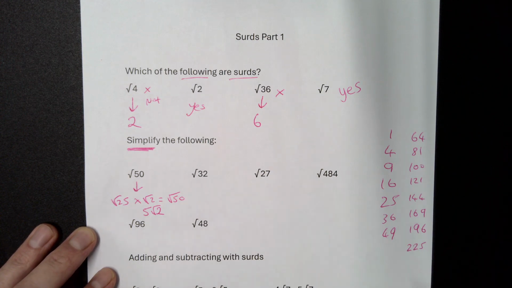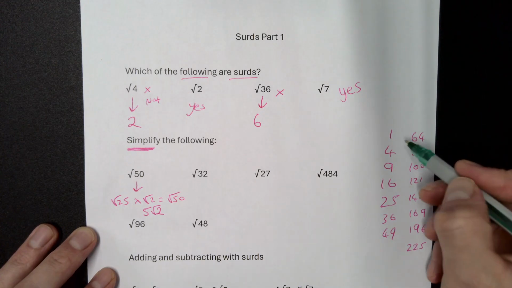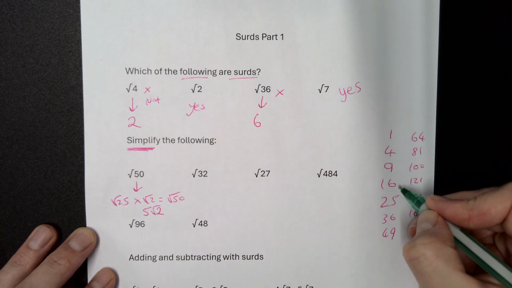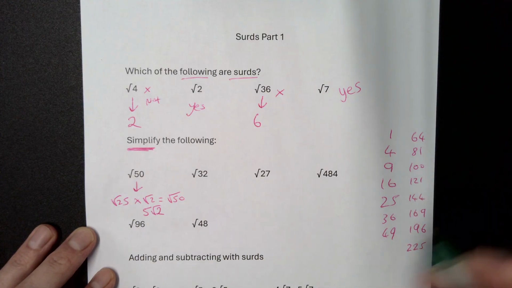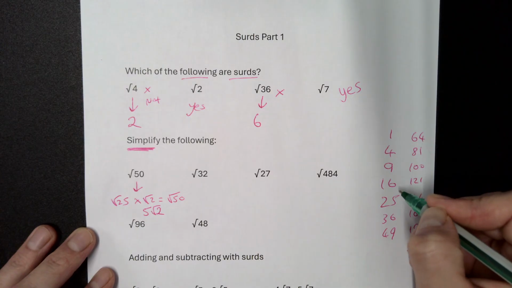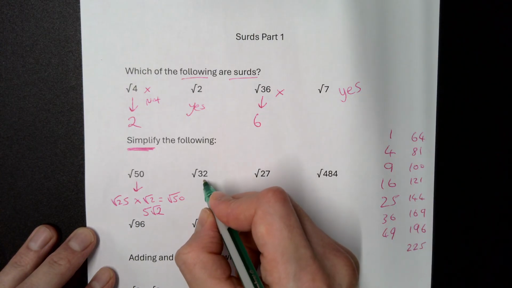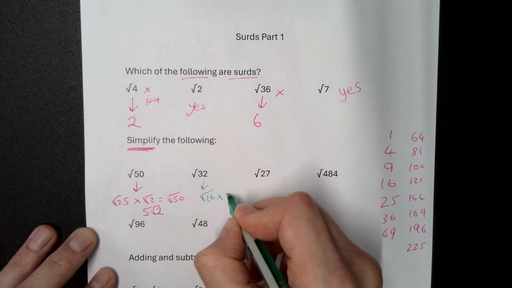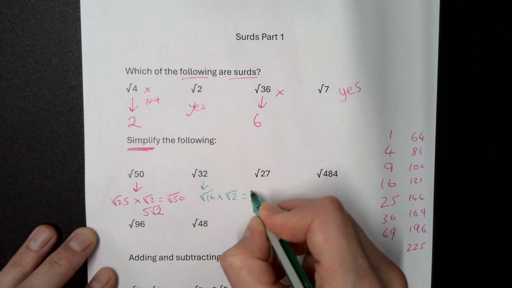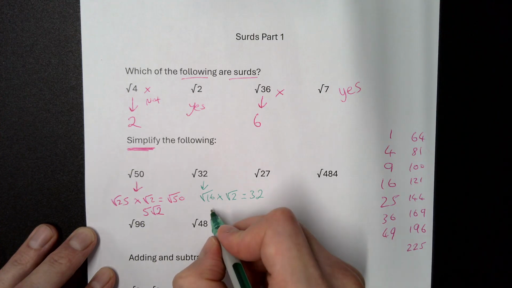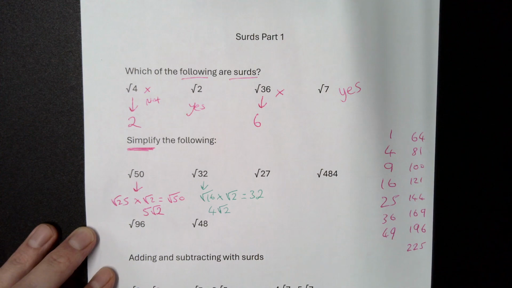Root 32. Now here, we could pick 4, that fits in 8 times, or we could pick 16, that fits in twice. We are simplifying, so pick the highest factor, which is 16. So we say root 32 is root 16 times root 2. Root 16 simplifies to 4, so 4 lots of root 2 is your answer.